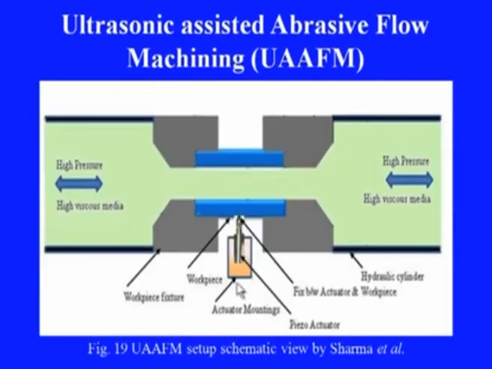This is another new development in this area of hybridization, the ultrasonic assisted abrasive flow machining process, in which this workpiece is given an additional ultrasonic vibration, and therefore, the abrasive particles will come more frequently in contact with the asperities on this workpiece surface, thereby getting a better surface finish of this workpiece. This process was also developed in IIT Roorkee in recent years.